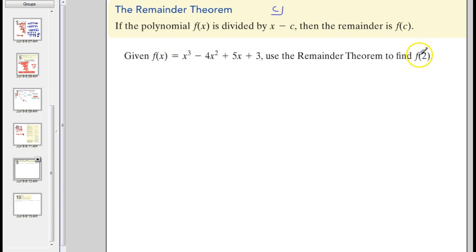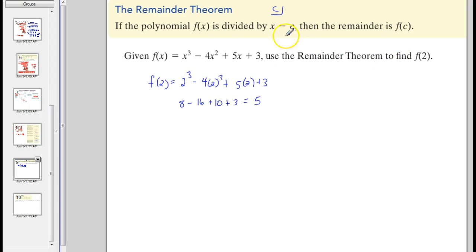let's just show first of all f of 2 means plug 2 into this. So that's 2 cubed minus 4 times 2 squared plus 5 times 2. Right? That's just what f of 2 means. So 8 minus 16 plus 10 plus 3. Alright. That's 18 minus 16 is 2 plus 3 is 5. So what the remainder theorem is saying is we should expect a remainder of 5 when we do this long division here.